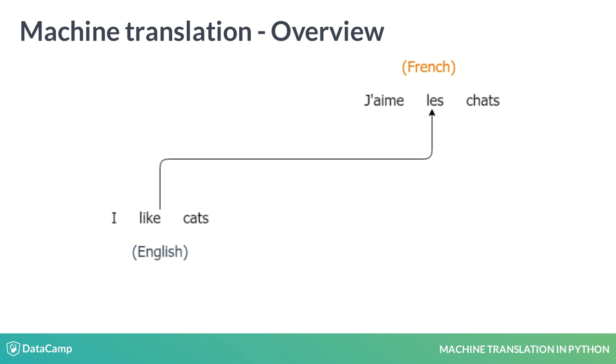Here, you can see an example of a machine translation task. We want to translate the English sentence "I like cats" to French. In machine translation terminology, the English language, the language of the sentence to be translated, is called the source language. The French language, the language of the translated sentence, is called the target language.